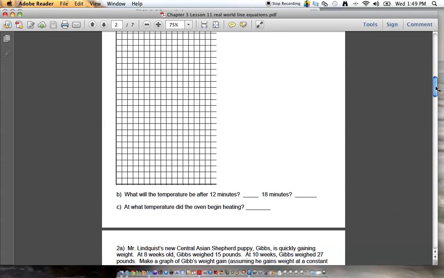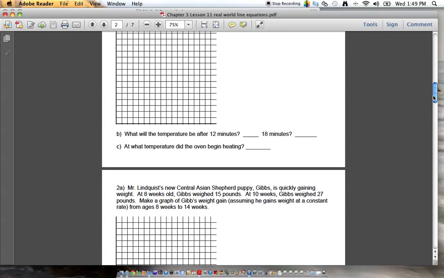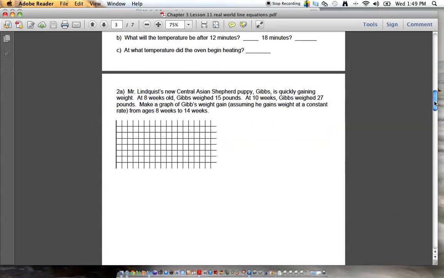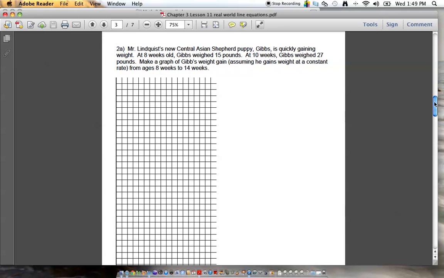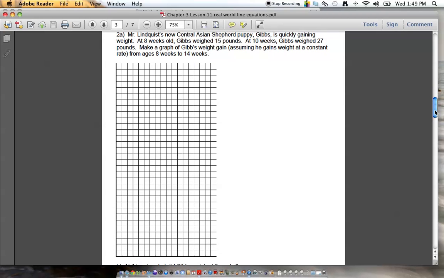All right, so we did the 12 minutes. Instead of 18 minutes, we did 8 minutes. That's not a problem. Okay, so I want you to do this one alone, or I should say with the people sitting around you. I made this question a few years ago when Gibbs was a young puppy, and he was gaining a whole lot of weight.